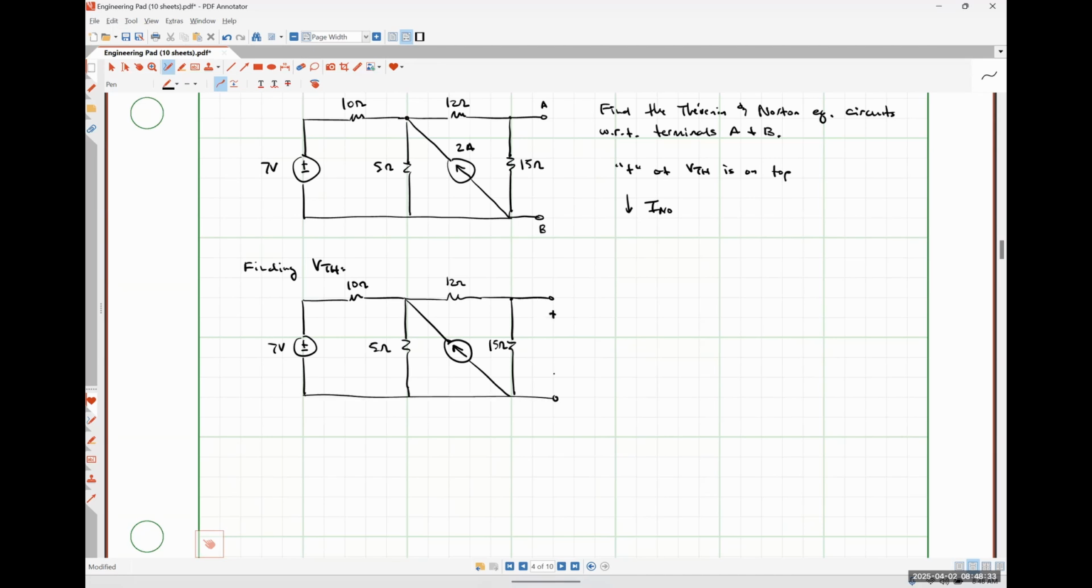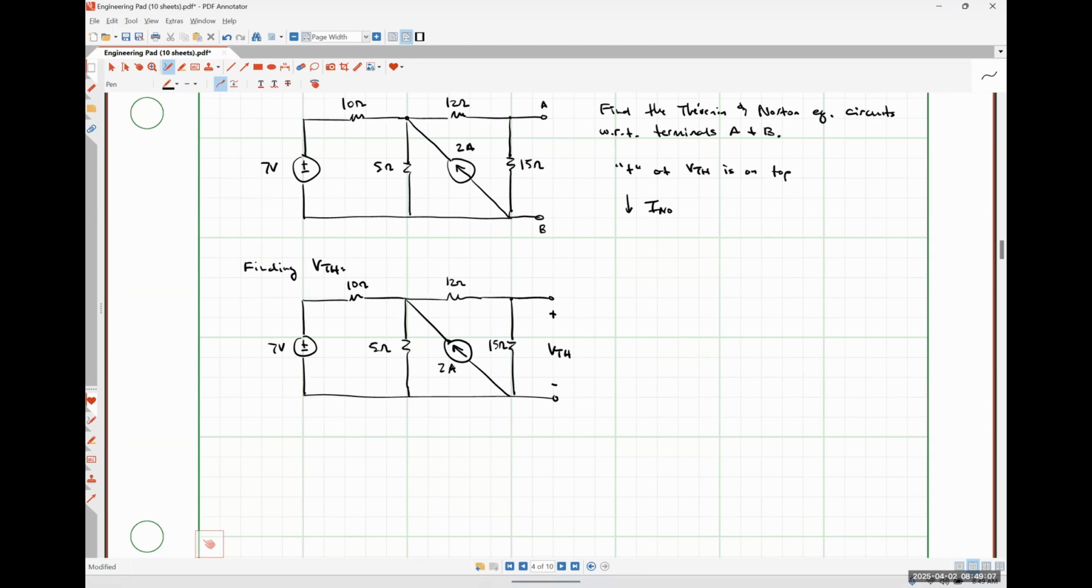Here's the Thevenin voltage that I'm looking for. What analysis technique would you guys like to use? So we could use nodal. Let me think here. 1, 2, 3, 4 nodes total. One of them is going to be ground, so it's going to be a 3-equation, 3 unknown system. We're trying to solve for a voltage.